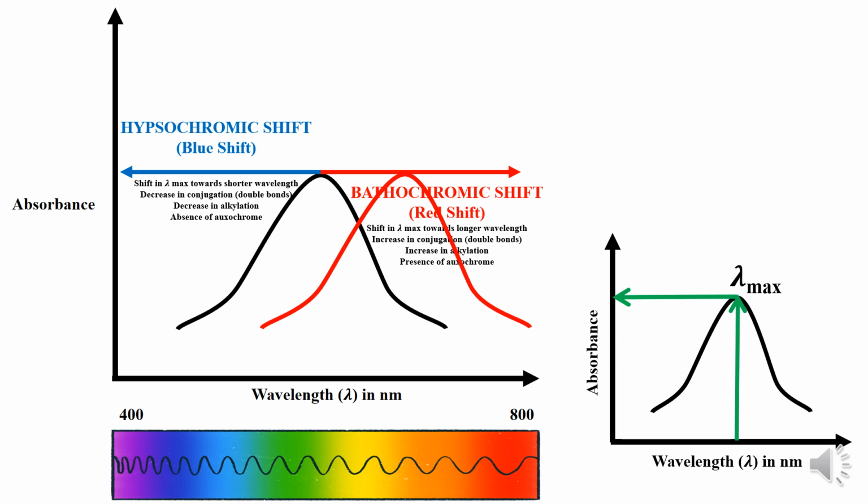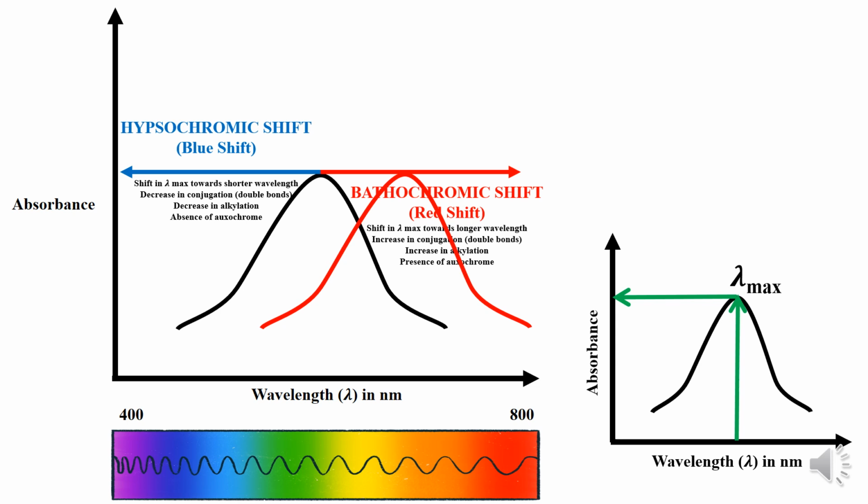And what is hypsochromic shift? Shift in lambda max towards shorter wavelength is called hypsochromic shift. It's also called as blue shift. And hypsochromic shift, it is caused due to these 3 major reasons, and they are decrease in conjugation or double bonds, decrease in alkylation, and absence of oxochrome.